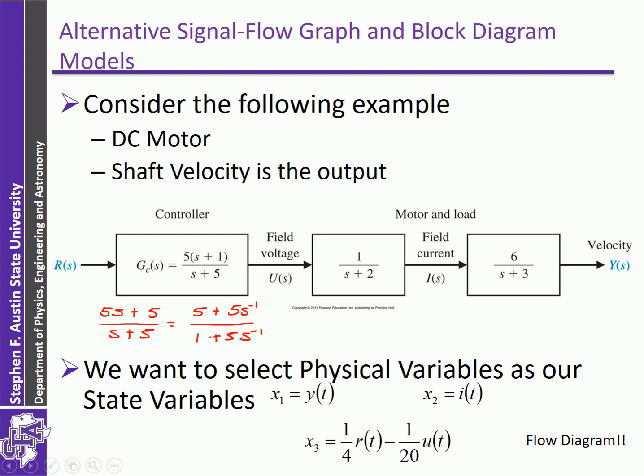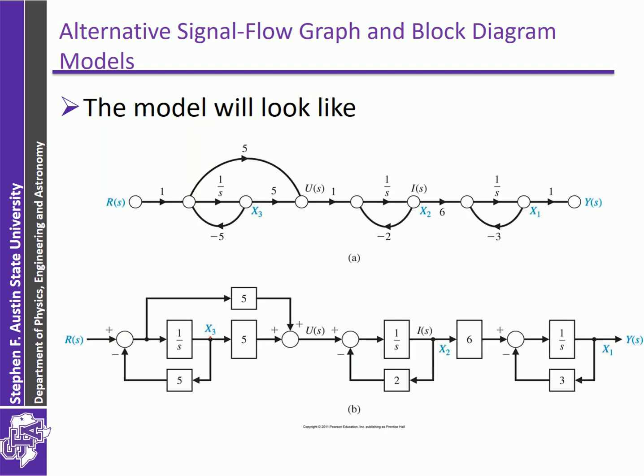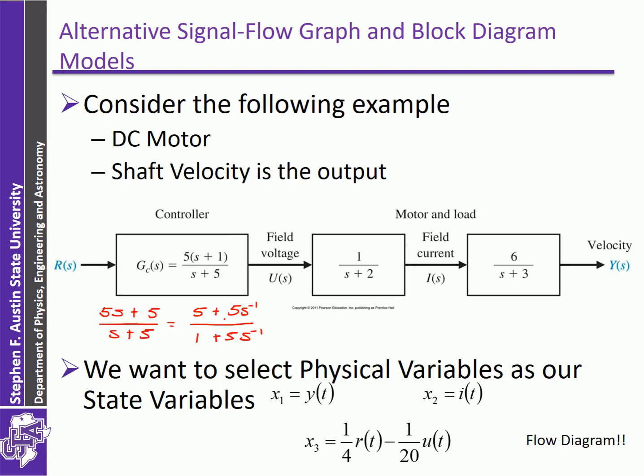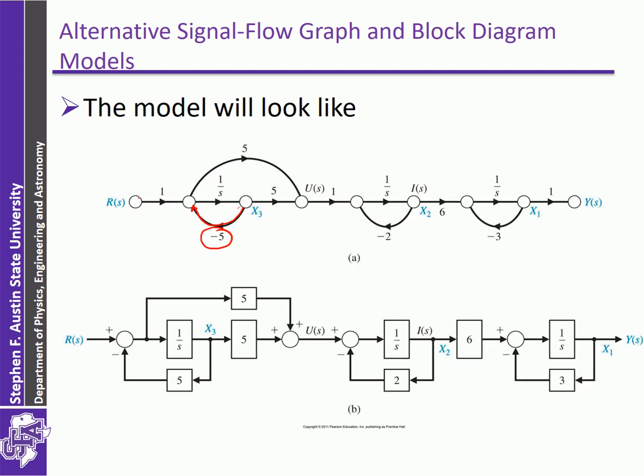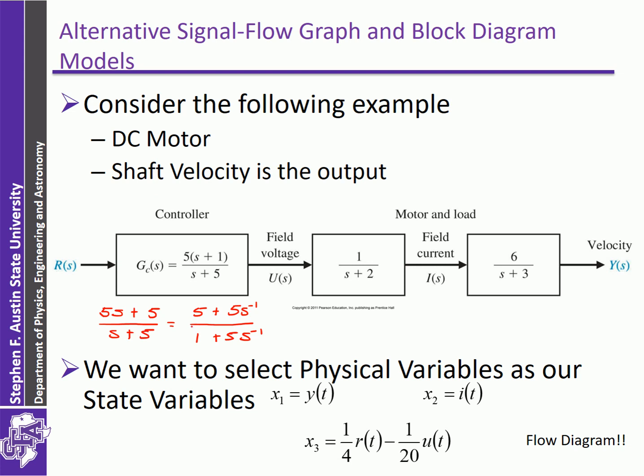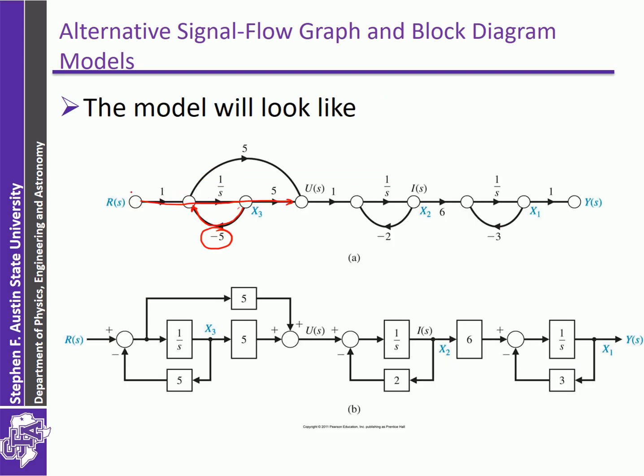From here what we see is that we have two forward paths and one feedback loop. We start from our feedback loop. Basically the feedback loop goes from our state variable back into the integrator, and this has a gain of minus 5. Then we look at the forward paths. We have one path that crosses the integrator and has a gain of 5. And finally, we have a path that skips the integrator.